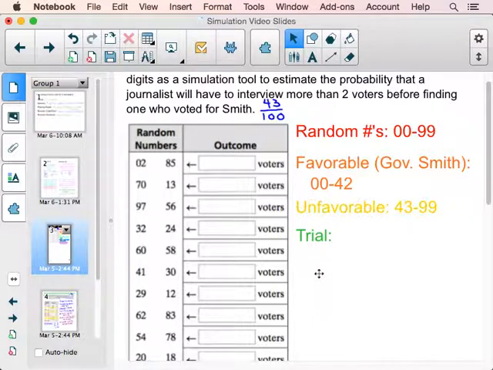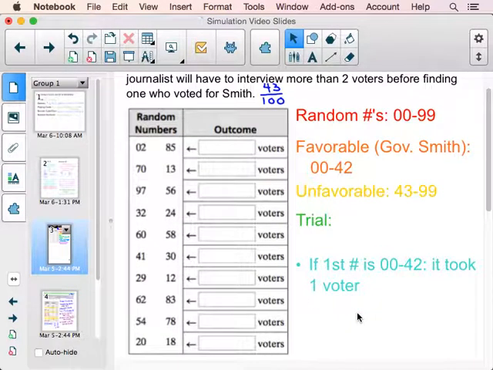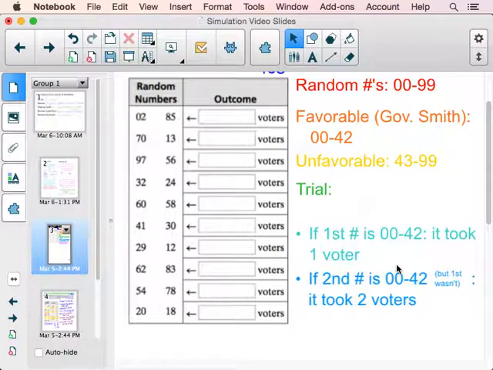So it could be that on our first number that we pick, we get a value that's from 00 to 42. So we get a vote for Governor Smith on the very first person that we asked. So it only took us 1 voter to get that vote. So that's one possibility. It could be that we don't get it on the first one, but the second person that we ask, they voted for Governor Smith. So the second number we picked was something between 00 and 42. So that would mean it took 2 voters.